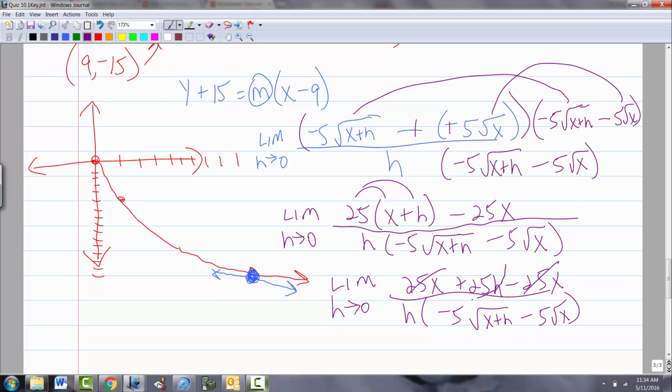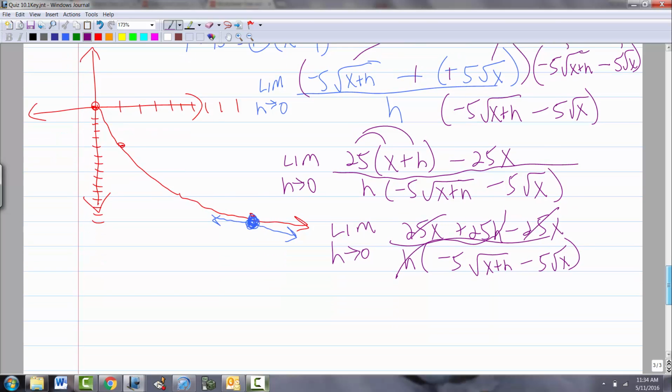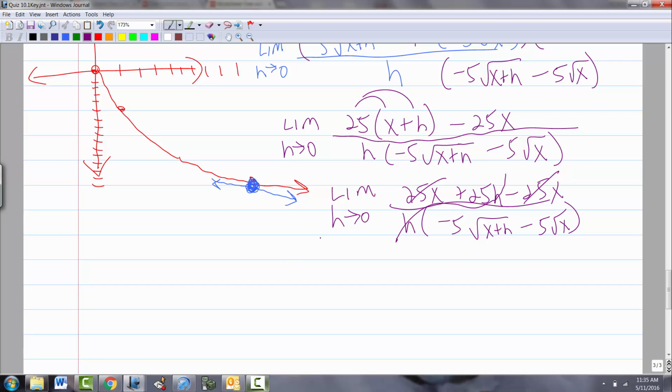Now I'm going to be lazy and cancel these h's, and then this is the time where the limit goes away. So I have 25 over -5 root x plus 0, minus 5 root x. Now what I choose to do is call this f prime of x. By the way, what's -5 root x minus 5 root x? What's 25 over -10? -5 over 2 root x.